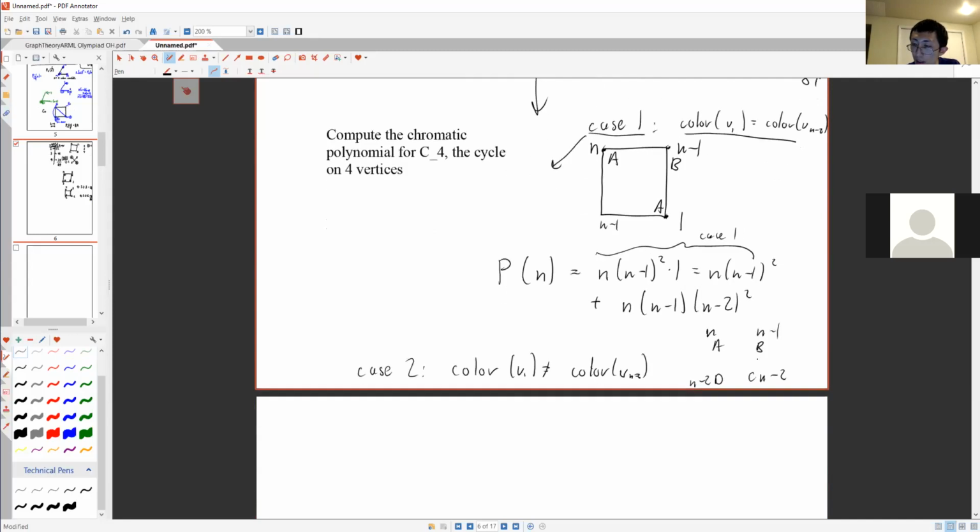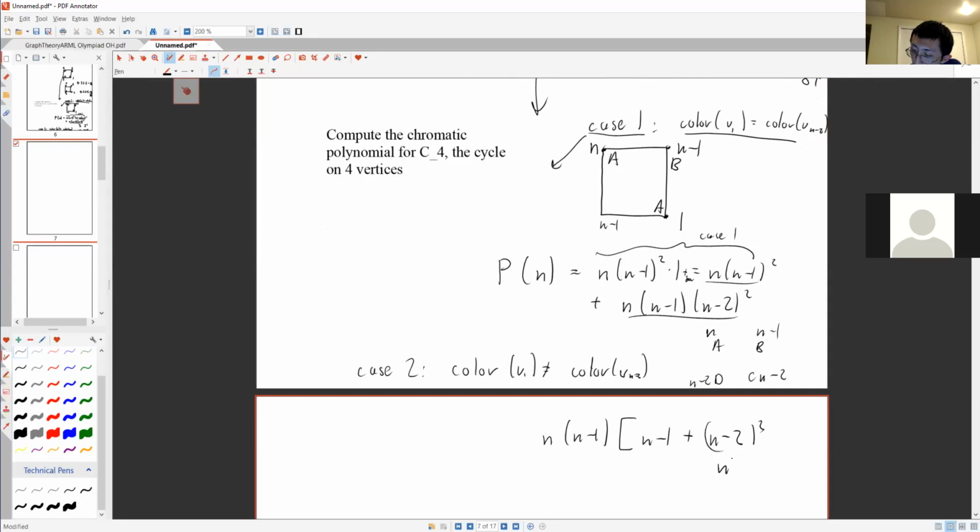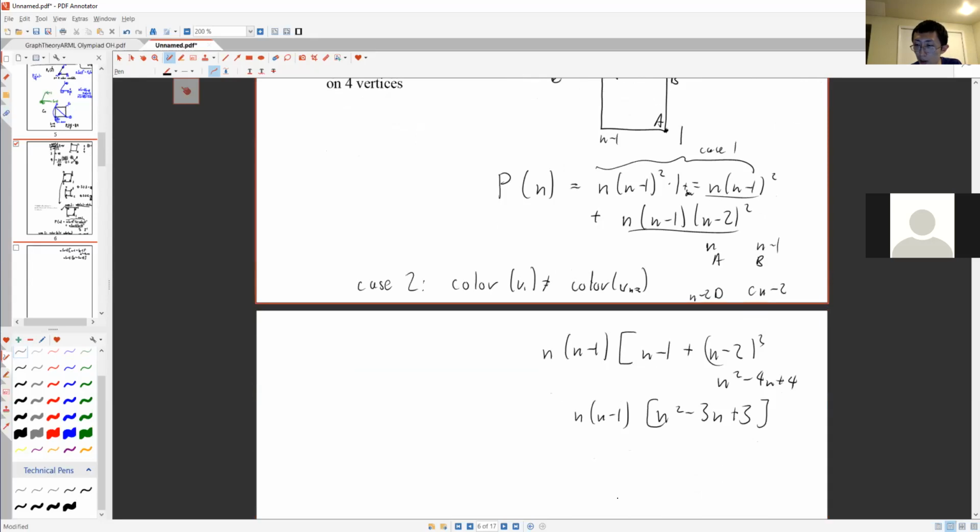So let's see what we get. It looks like it's a polynomial because we're adding 2 polynomials. So we factor out the n minus 1, and then we have an n minus 1 plus n minus 2 squared. So that's n squared minus 3n plus 3. Yeah, so this is a chromatic polynomial.